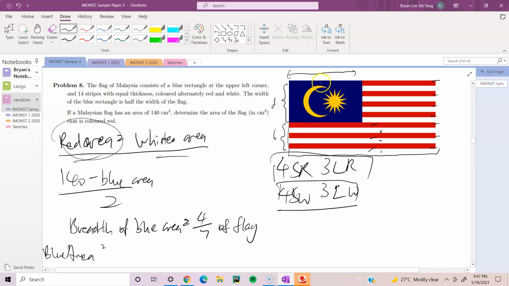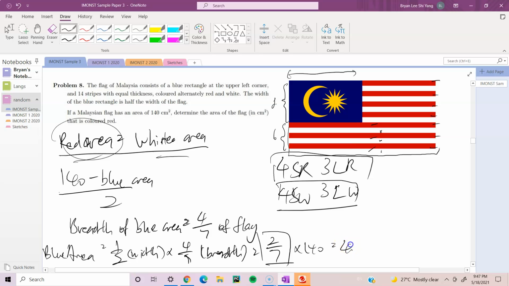that the width is half the width of the flag, so half width times 4/7 of the breadth will give us 2/7 of the whole flag area. Since they are rectangles, you just multiply width and breadth to get it. So 2/7 times 140, we would get 40 cm squared as our blue area.